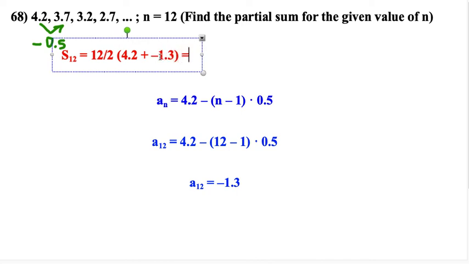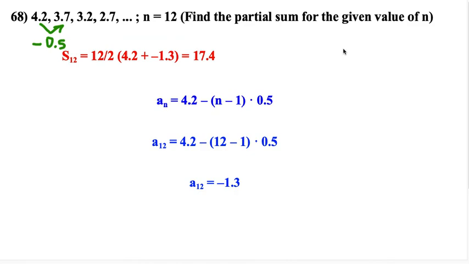Now that means I can add in plus a negative 1.3. So remember, the partial sum in general is the first plus the last, since the terms decrease, that makes some sense, times the number of terms, that's the 12, divided by 2. In the end, if you run the numbers correctly, you should get 17.4. And that, as they say, is that. Thank you.